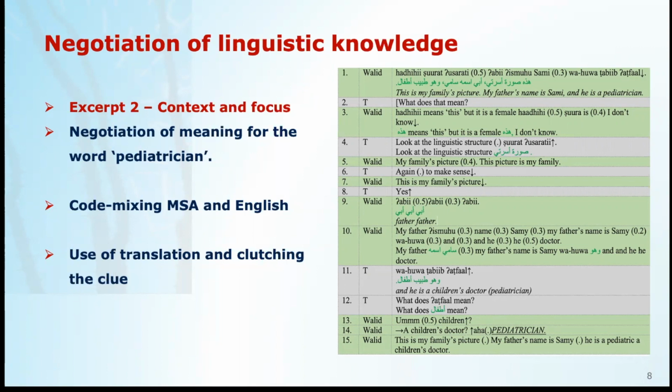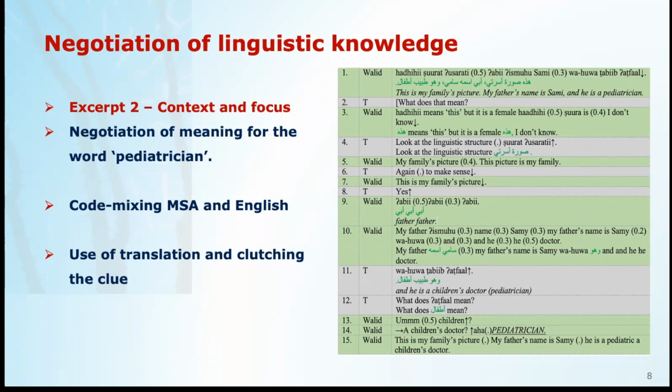Arabic distinguishes in the demonstratives between هذا and هذه. هذه surah, I don't know. And then he said, هذه means this, but it's a female هذه, I don't know. And then we read my family's picture. And then the teacher said, look at the linguistic structure of Surat Usrati, which is also an idafa phrase, but has a different semantic relationship between the head and between the complement. And then we read my family's picture. This picture is my family.